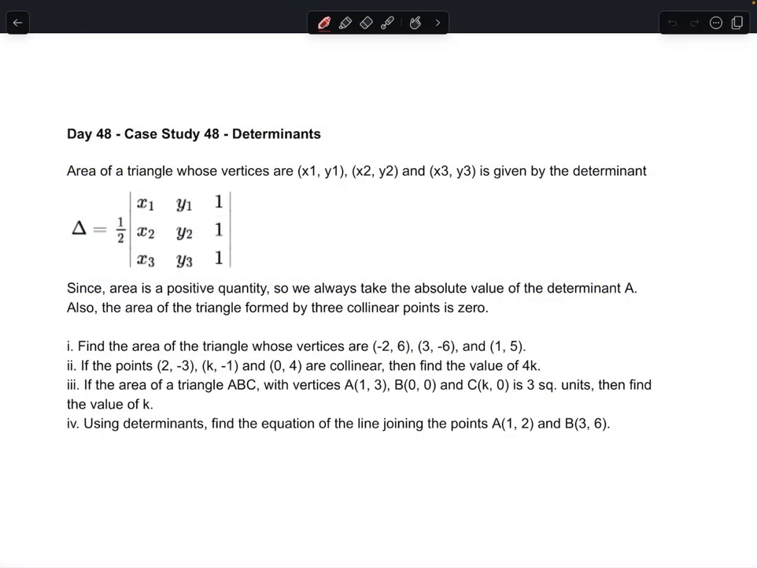The question goes like this. The area of a triangle whose vertices are (x1, y1), (x2, y2) and (x3, y3) is given by the determinant: half times the determinant of x1, y1, 1, x2, y2, 1, x3, y3, 1. Since area is a positive quantity, we always take the absolute value of the determinant. Also, the area of the triangle formed by three collinear points is 0.